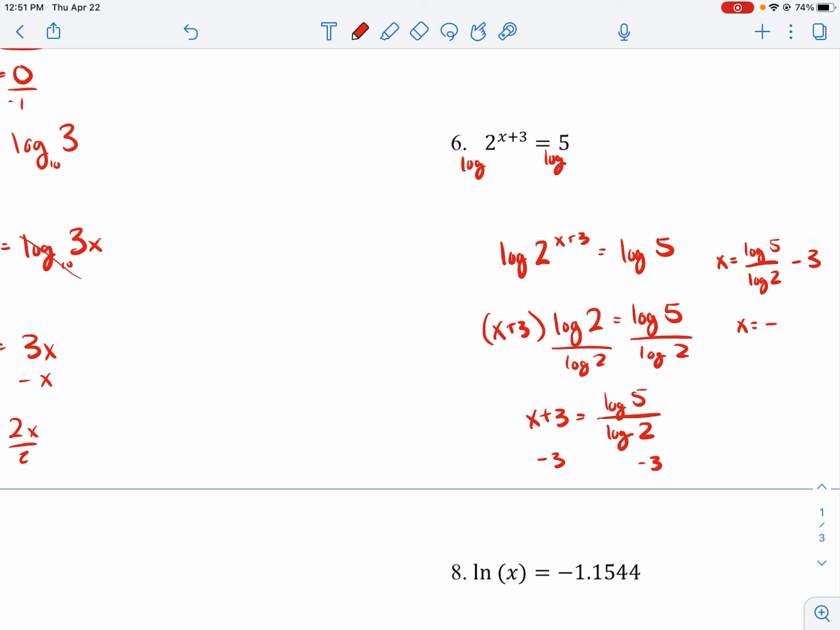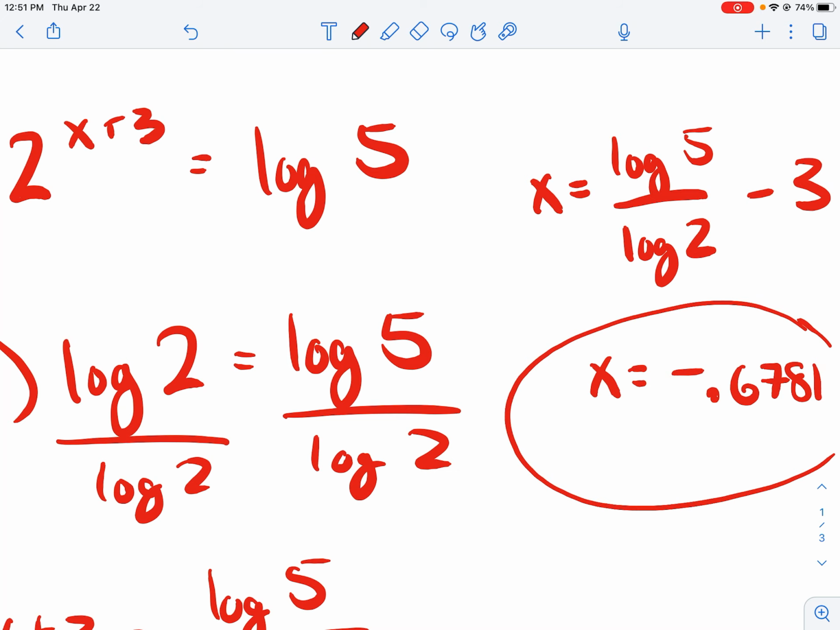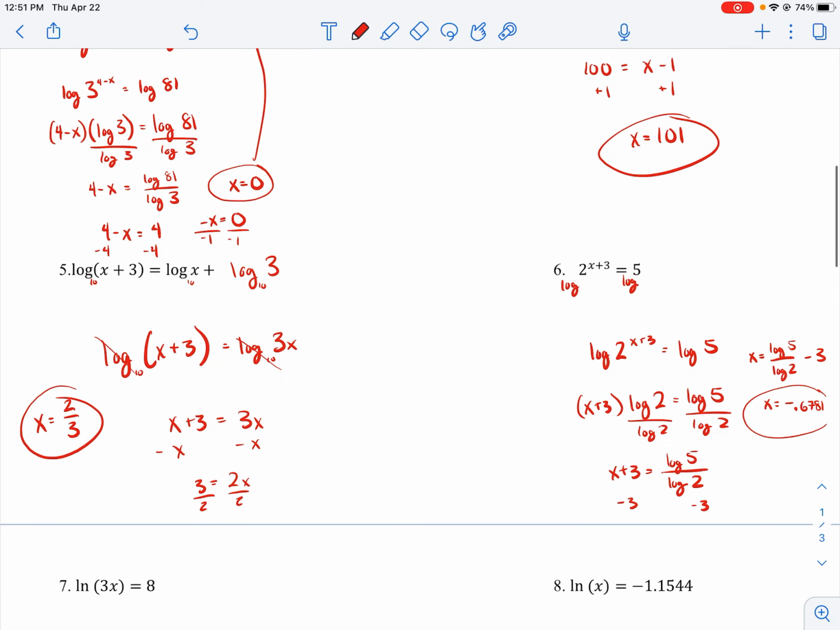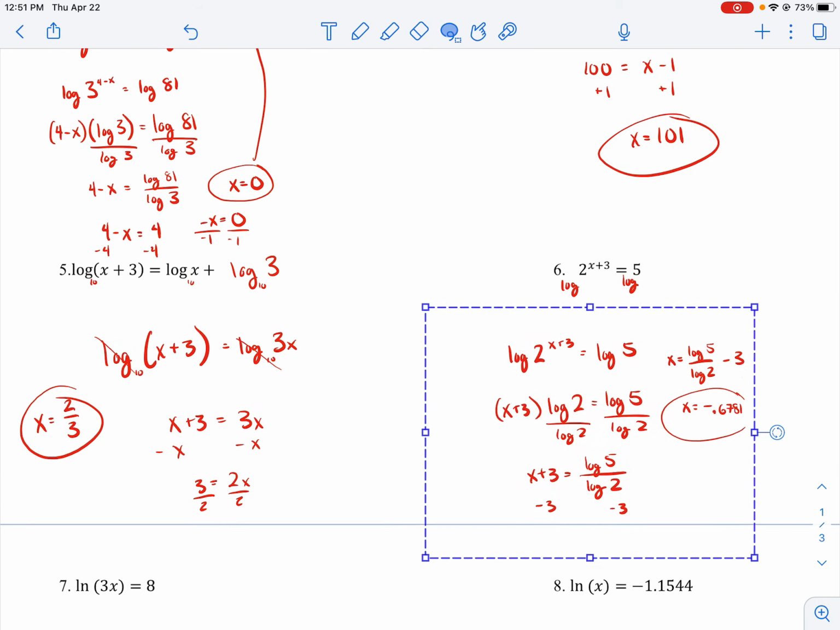I'm getting a negative 0.67, and we'll go 8.1. Okay? There's our answer to that one. Let's see if I can drag that over here too. I mean, put it so close to the edge. There we go.